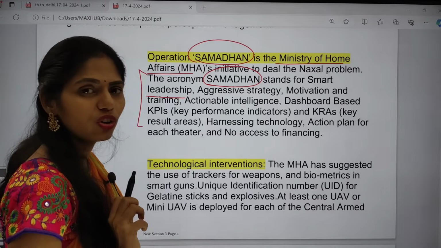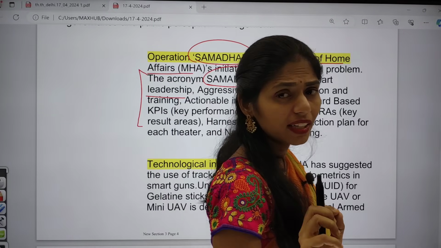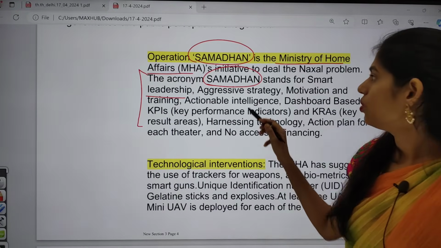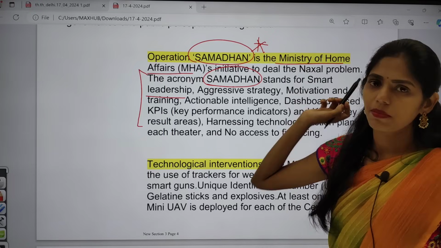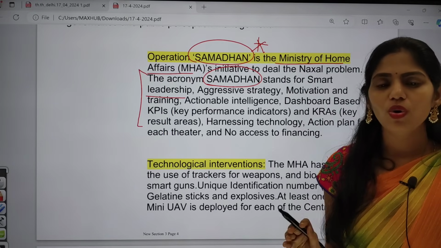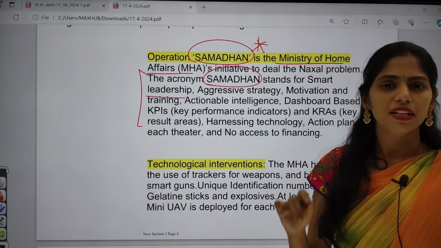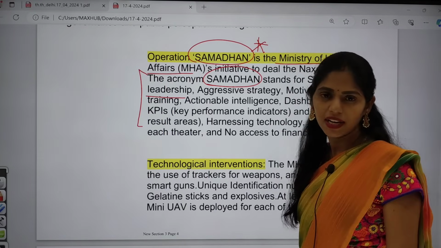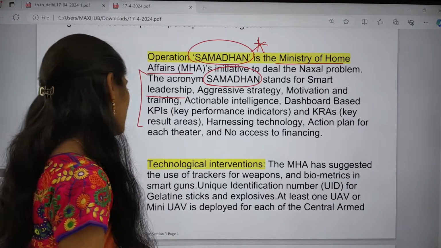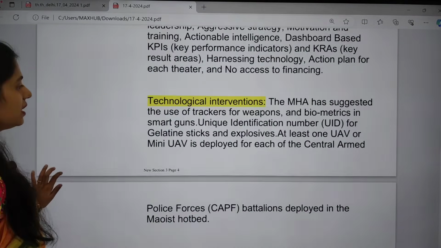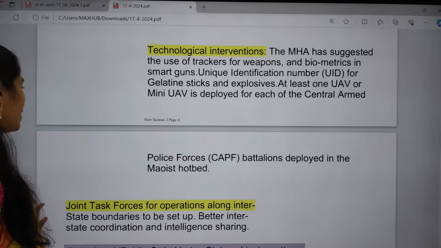And one tip I want to give you is, whenever you are writing an answer regarding Naxalism, you have to incorporate Operation Samadhan for sure. There should be no answer without Operation Samadhan in your Naxalism related answer. Yes, now let us see other important measures taken by government.